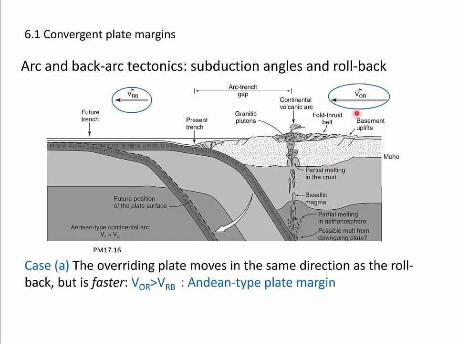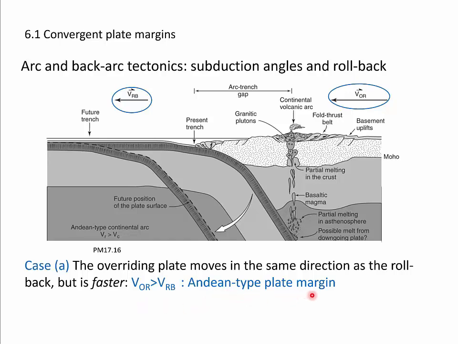It depends on the movement vector of the overriding plate, which is an independent lithospheric plate with an independent movement vector. And if this movement vector points in the same direction as the rollback, but is larger, that means the overriding plate moves faster towards the ocean, then the rollback can move the subducting plate out of the way. We will find that the overriding plate has to respond to this movement difference by contraction. This is a situation that we find in Andean type plate margins.